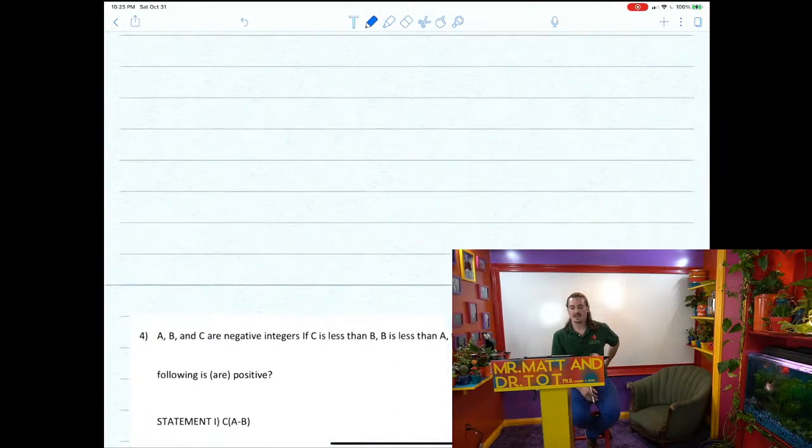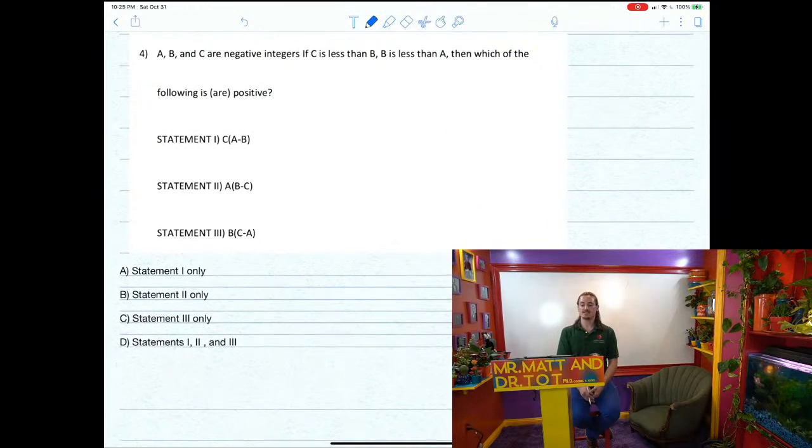So question 4 asks, A, B, and C are negative integers. It should be a period again, I'm sorry. If C is less than B and B is less than A, then which of the following is or are positive? Statement 1 says C times the quantity A minus B.